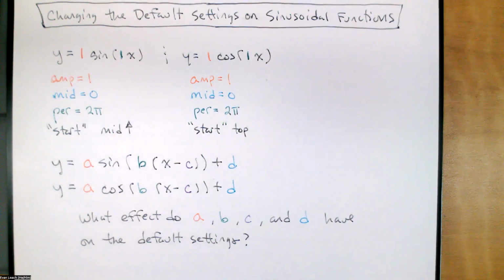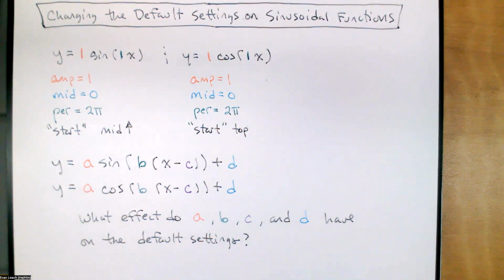Let's talk about changing the default setting on sinusoidal functions. So we talked about our base models of y equals 1 sine of 1x and y equals 1 cosine of 1x. Our default settings have an amplitude of 1, the middle is at 0, the period is 2 pi.